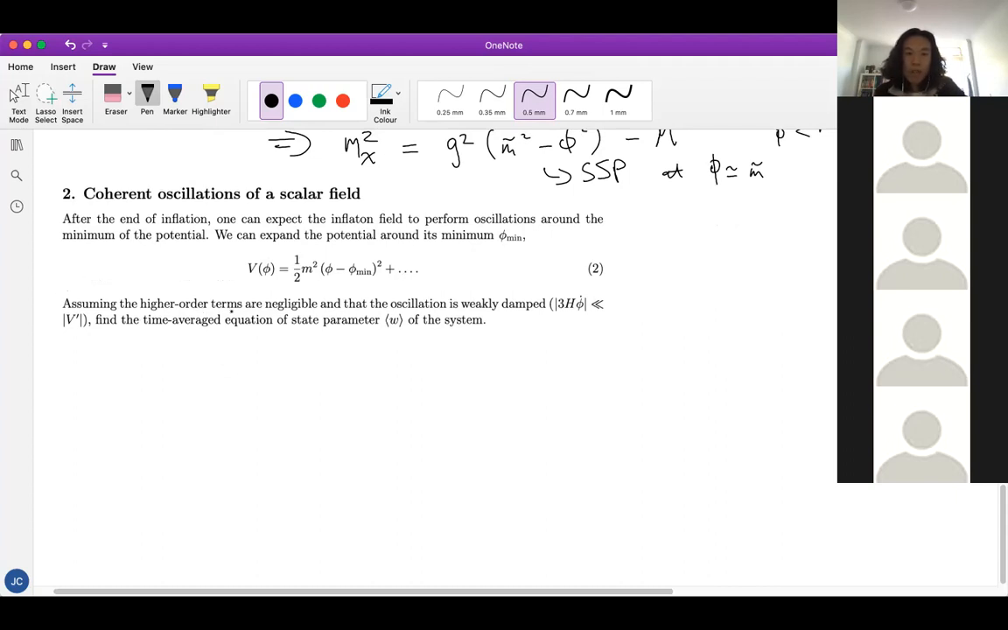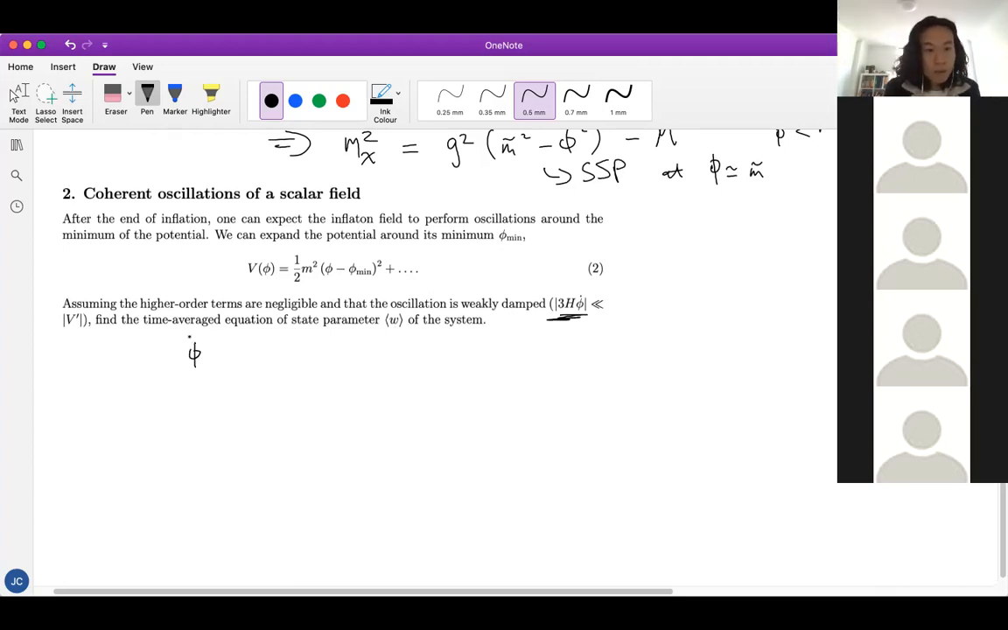Assuming the higher order terms are negligible and that the oscillation is weakly damped, find the time average equation of state parameter W for the system. Okay, so we're just taking the first order term, and the weakly damped just means that you are now out of the inflation phase. So your field is no longer stuck by the Hubble friction. So then it's able to actually quickly oscillate.